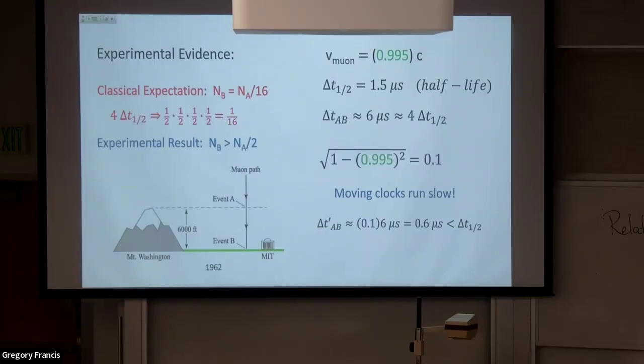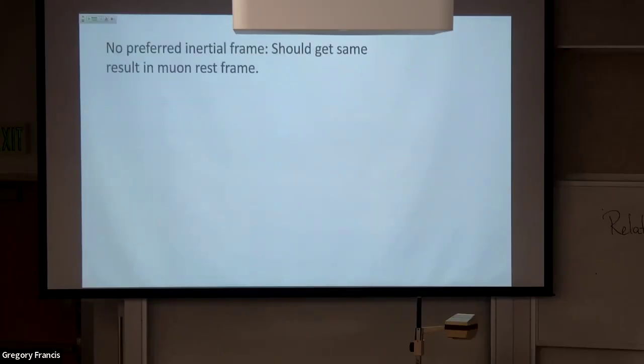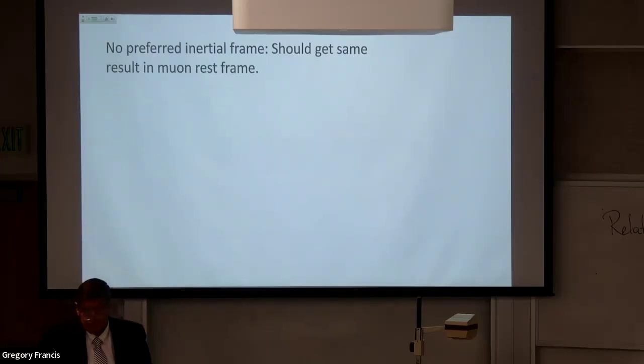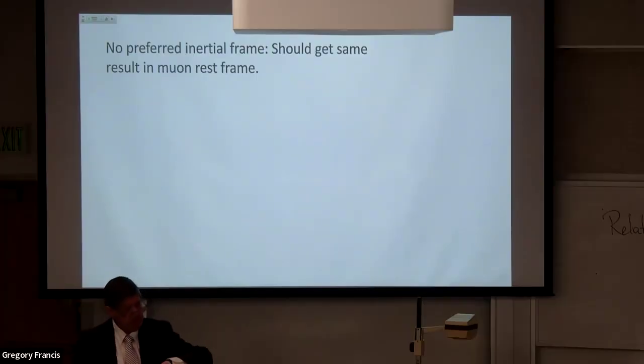Well, how does that work with the relativity postulate? There's no preferred inertial frame, so I should get the same result in the muon rest frame. Well, in the muon rest frame, they think their half-life is 1.5 microseconds. In their frame, they're not moving. Their clock's not running slow. I probably have 1.5 microseconds to live here, guys. How far am I going to get?